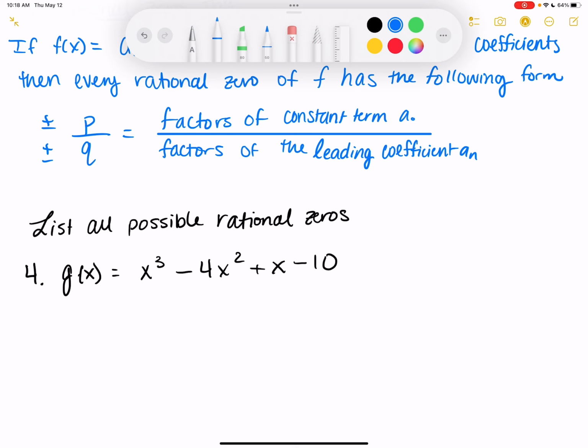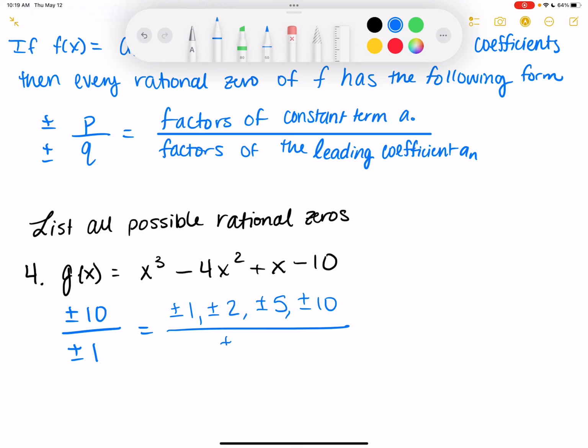All right, so P over Q. I'm looking for the factors of the constant term, which is 10, so plus or minus 10, over the leading coefficient, which is 1, so plus or minus 1. So what are the factors of 10? 2, 5, and 10, and 1. And you always write them in order, because we have to account for all possible ones.